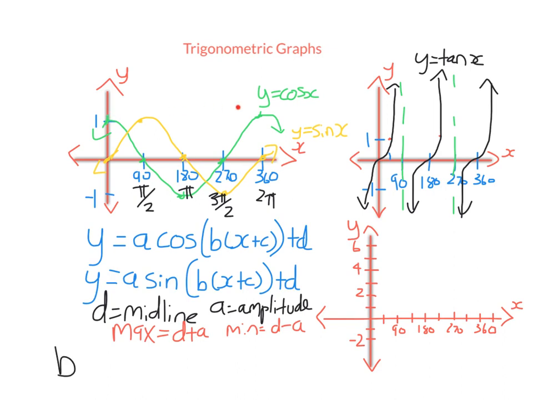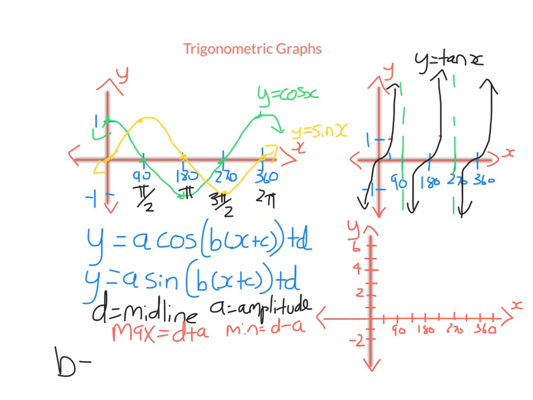The period is how long it takes for a cycle to repeat. In other words, it's the distance between maximums, or the distance between minimums. So here we can see for both cos and sine, the period's 360. The distance between the maximums and the minimums is 360. It takes 360 degrees for a full cycle to repeat. Same with sine. One cycle is 360 degrees.